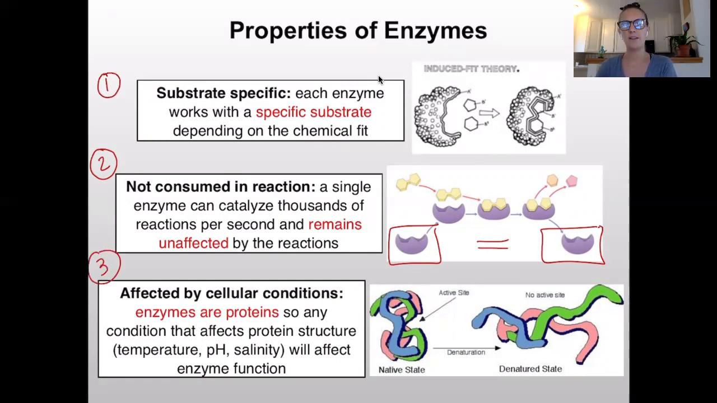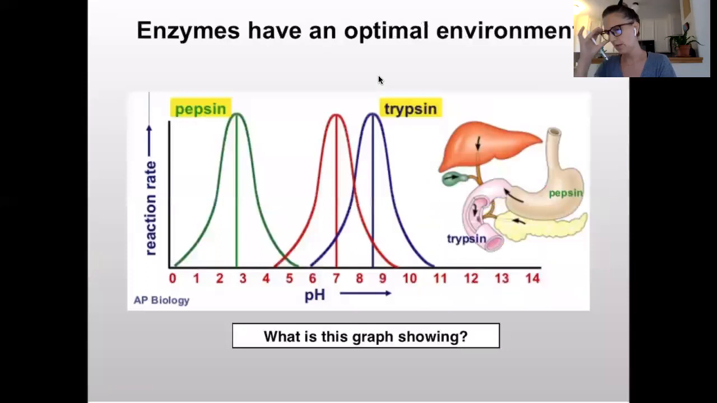And then the third one is that enzymes are affected by their cellular conditions. And we know this already because enzymes are proteins. So any condition that affects that protein structure, such as temperature, pH, or different salinities or salt concentrations, will affect enzyme function. The active site is dependent on its three-dimensional shape. And if that protein gets denatured in any way or loses its folds, then it will not have that active site anymore and it will not be able to work.